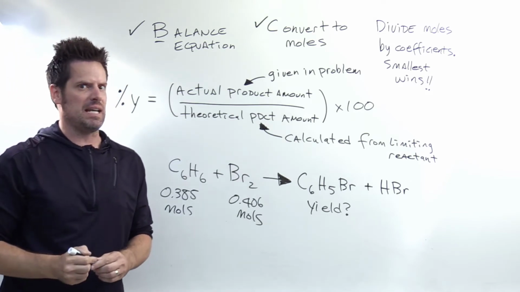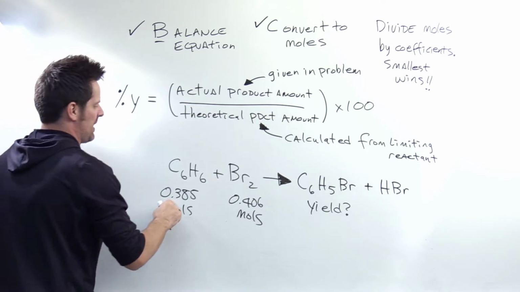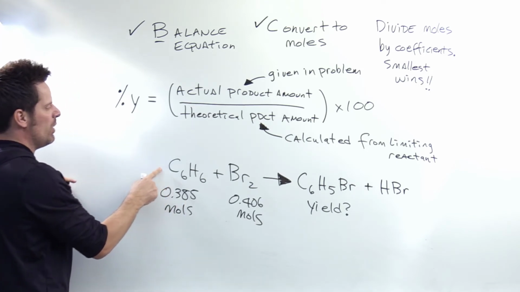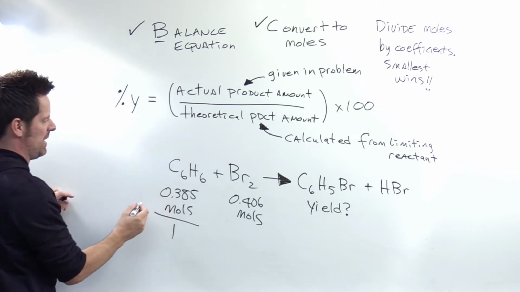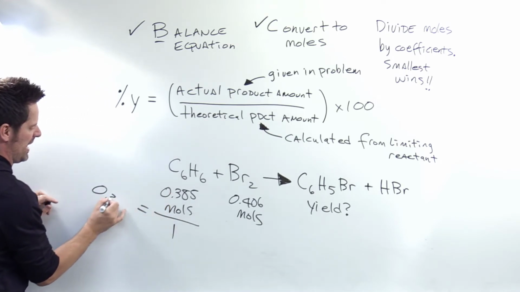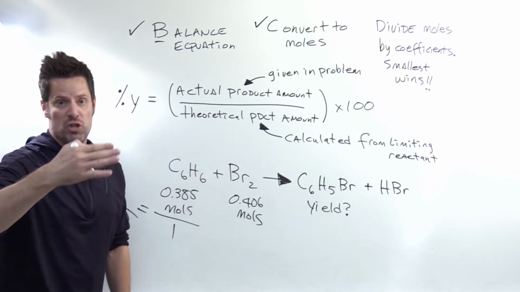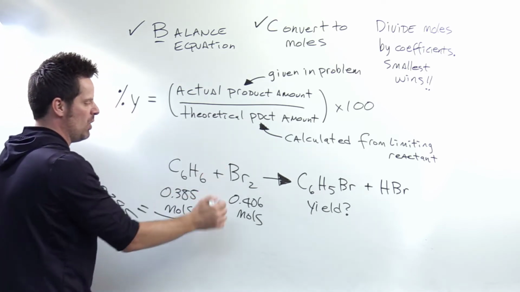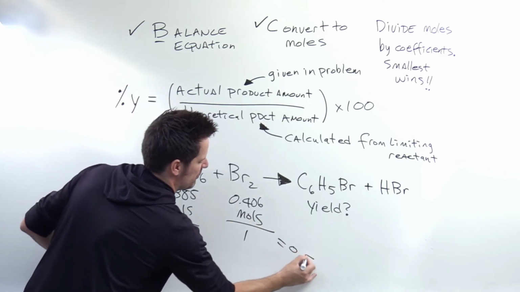Now we go to step D. Divide your moles by their corresponding coefficients. So in other words, here I've got 0.385 moles of benzene. What coefficient is in front of the benzene? Yeah, it's a 1, so I'll divide it by 1, and I get 0.385. And for the bromine, what coefficient is next to it? Yeah, also there's no number written, so it's an implied or understood 1. So I take 0.406 and divide it by 1, and I get 0.406.